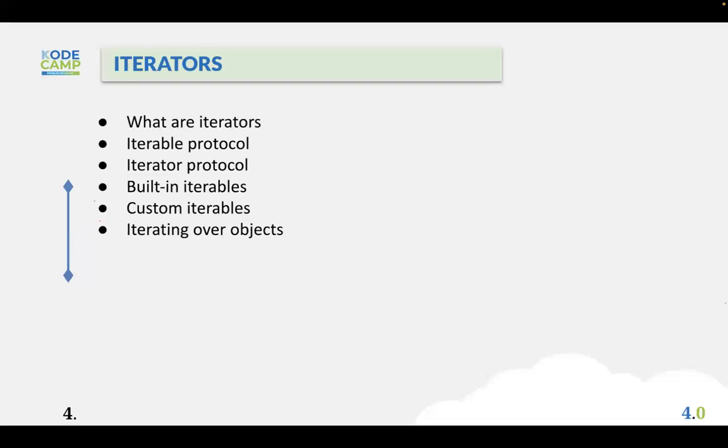So it defines a contract between iterable objects and iterators, ensuring consistent behavior across different data structures. The key components of the iterator protocol are the Symbol.iterator, the iterator object, and the iterator protocol itself.